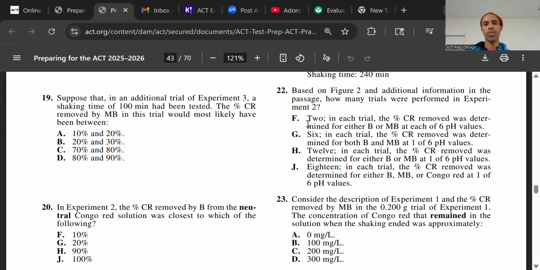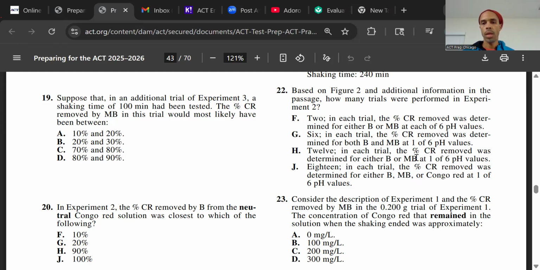I can get F without even understanding this experiment or what the question is asking, right? And I'm not counting how many trials. Wait, they said 18 trials. In each trial, the percent CR removed was determined for either MB or B; it was not determined for Congo red. It would just be B or MB. So that's why J is wrong. And it wasn't at one of six values. Wait, it could be 12 though.